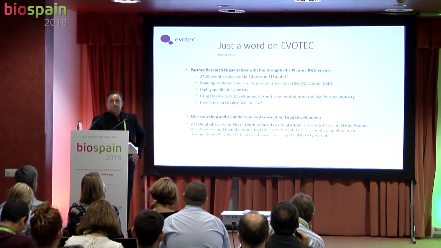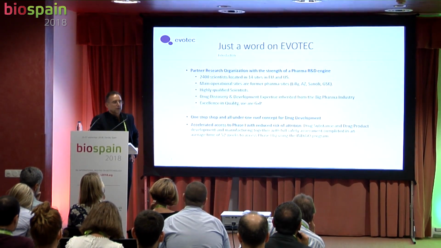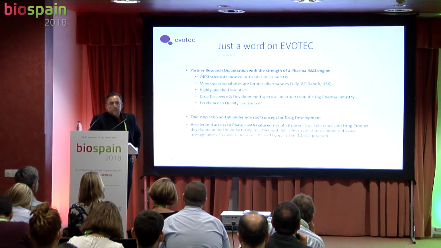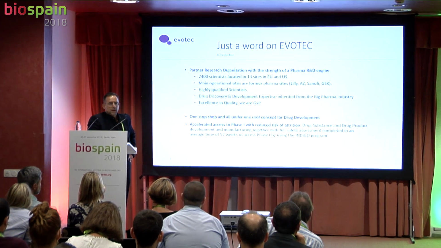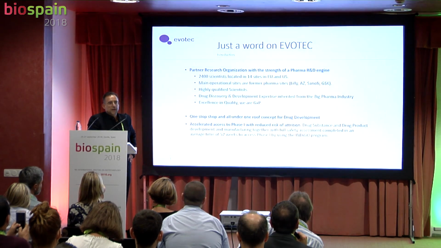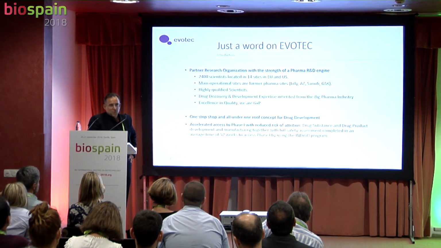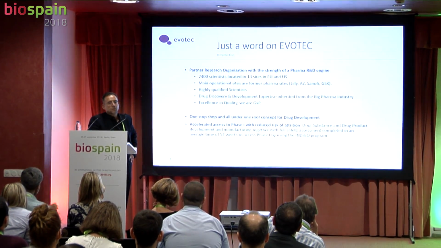So I will start with something a bit boring. I just wanted to explain to you in 30 seconds who Evotec is. So Evotec has 2,400 scientists with a strong big pharma background. We have 4 main sites. These sites are ex-pharma sites from Lilly, AstraZeneca, GSK, Sanofi. And this means that we have the background to develop drugs. So we know how to discover drugs. We know how to develop them and bring them to the clinic and into commercialization.